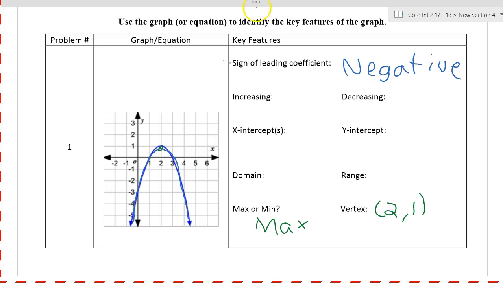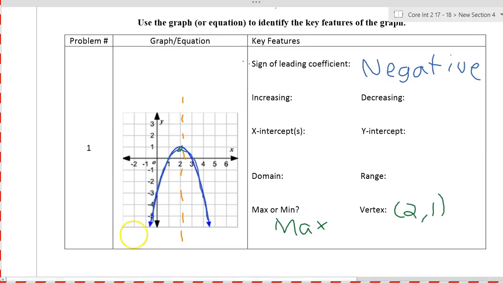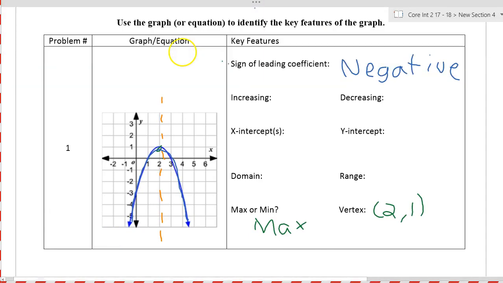The next thing I'm going to do is put a line straight down my vertex. This cuts my graph in half. Half of our graph will be increasing, half of our graph will be decreasing. I'm going to decide which half is increasing and which is decreasing. We always read left to right, just like we read a book. So if I look at the left half, left to right, I'm going to follow this. This is going up. It's increasing.